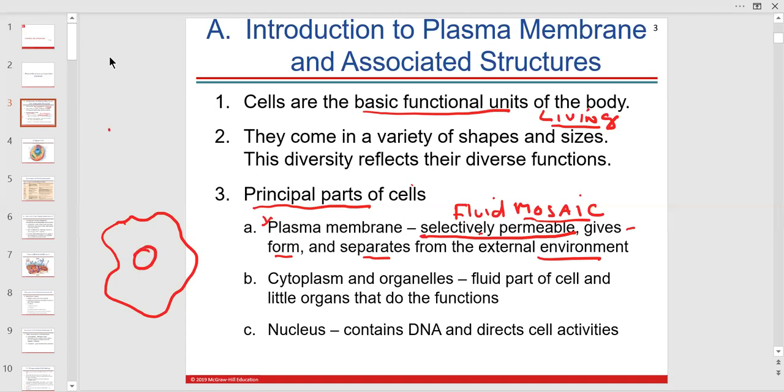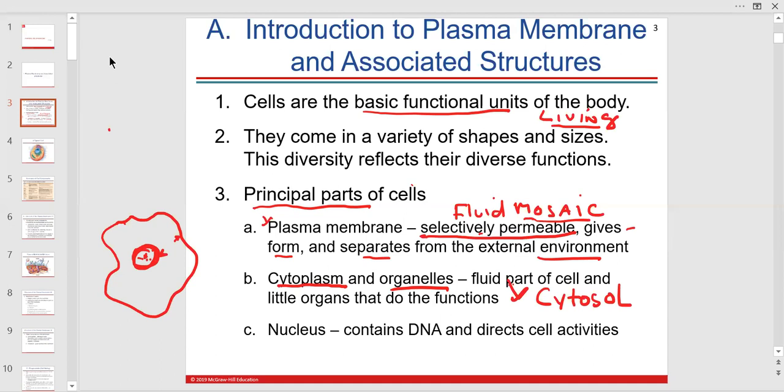So the inner part right here, this circle, has a little dot inside. I'll tell you what that is later. That's the nucleus of a cell, and that's where the DNA lives. Then anything between the membrane and the nucleus is called the cytoplasm. The cytoplasm involves organelles and a fluid, and the fluid is called cytosol.